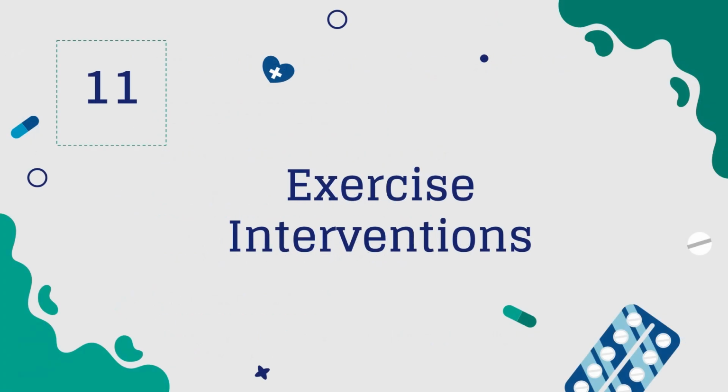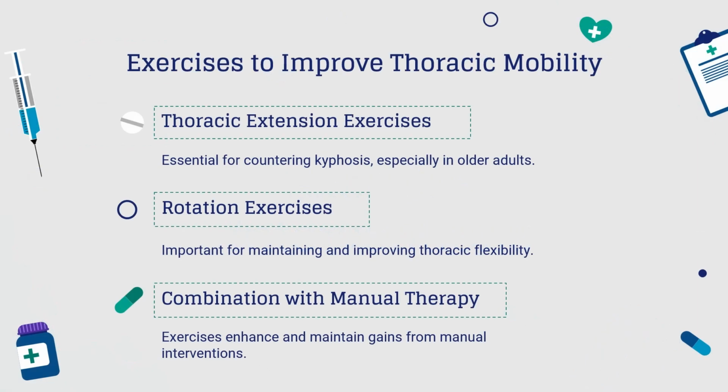Exercise interventions. Exercises to improve thoracic mobility. Thoracic extension exercises are essential for countering kyphosis, especially in older adults. Rotation exercises are important for maintaining and improving thoracic flexibility. In combination with manual therapy, exercises enhance and maintain gains from manual interventions.